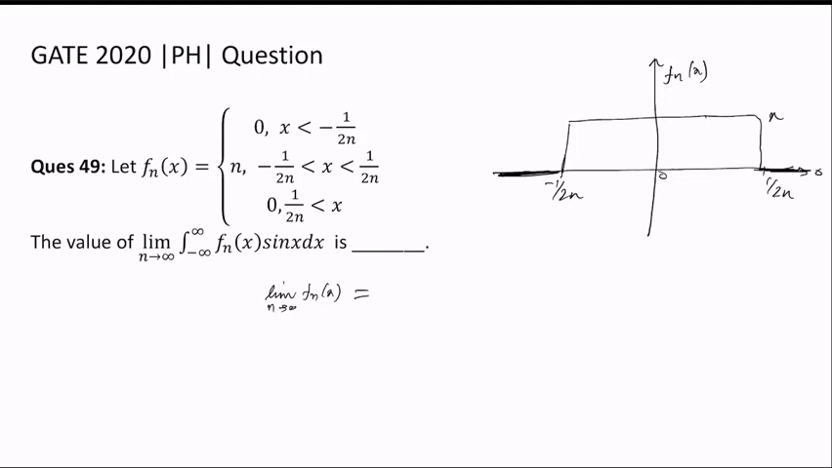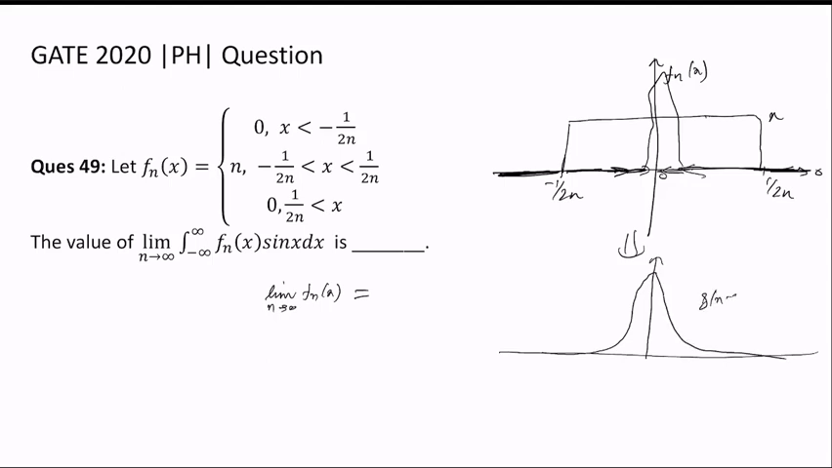As we go on increasing the value of n, the value of 1 by 2n will go on decreasing, and for n tending to infinity, this will become very close to 0, and similarly the value of n will become infinite. So for limit n tending to infinity, the function will take the form of the Dirac delta function centered at 0, centered at origin. Therefore we can write for limit n tending to infinity, f_n(x) is nothing but delta of x, the delta function centered at 0.